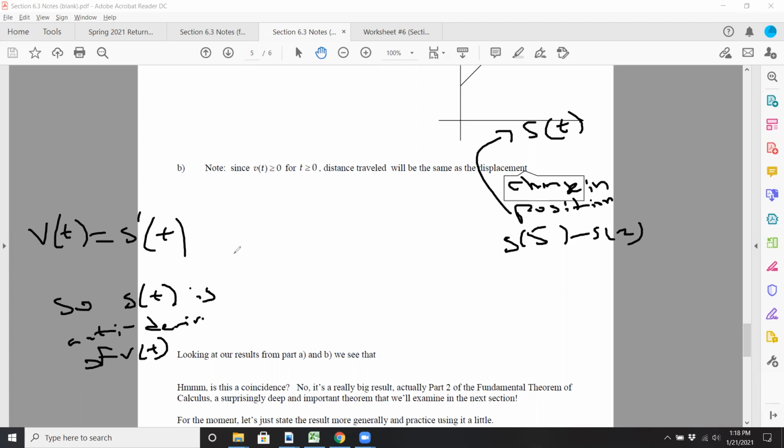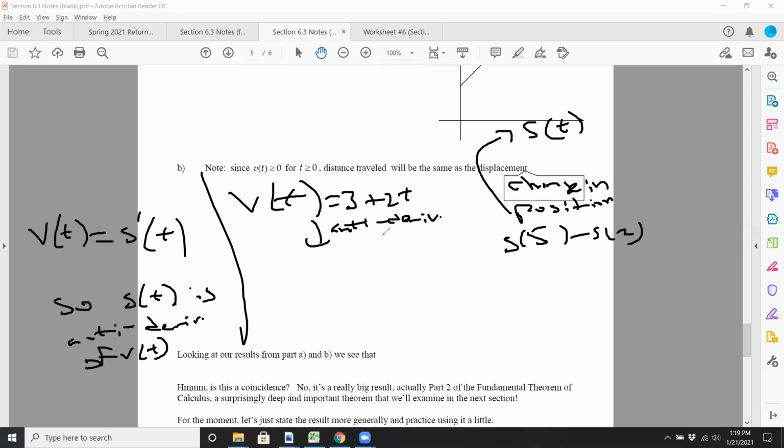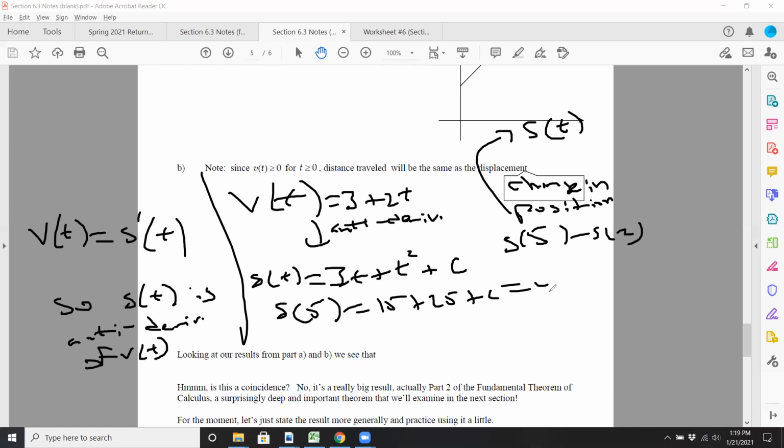So remember V of t, our formula, is 3 plus 2t. If I do the antiderivative, you have to kind of think this one through, you're going to have 3t plus t squared, because the antiderivative of 3 is 3t, plus t squared, and you can put a plus c at the end, a constant. So S of 5, if you work that out, is 15 plus 25 plus c, which is 40 plus c.